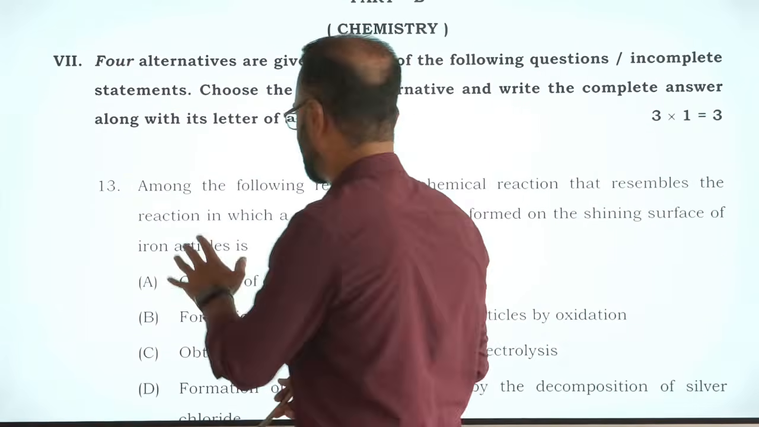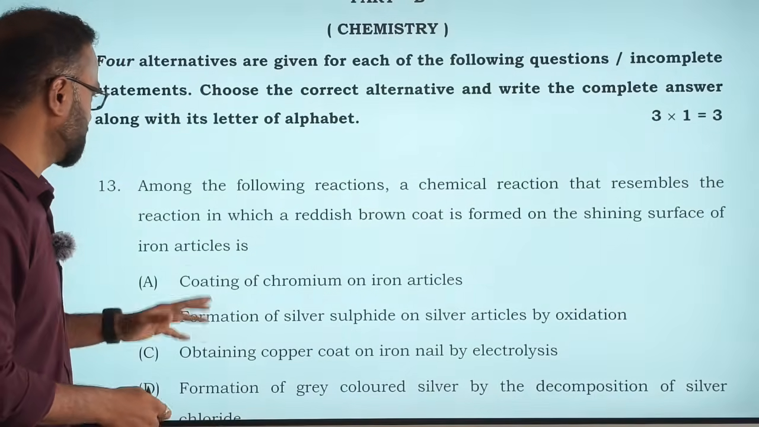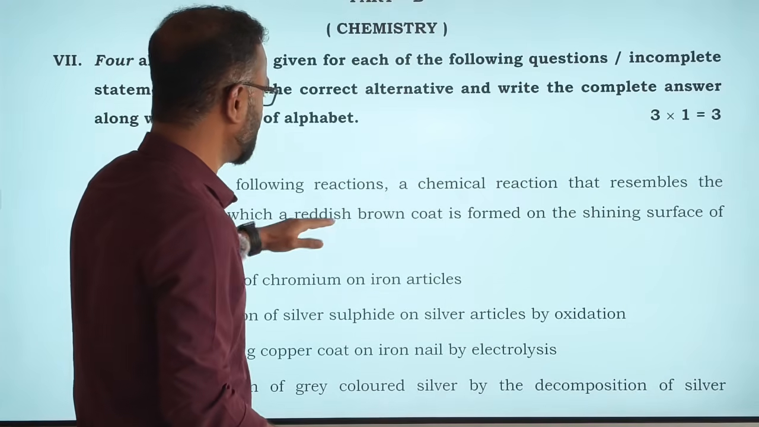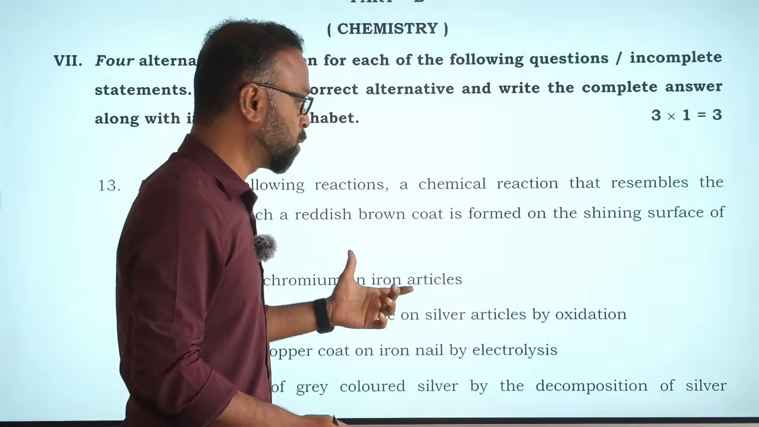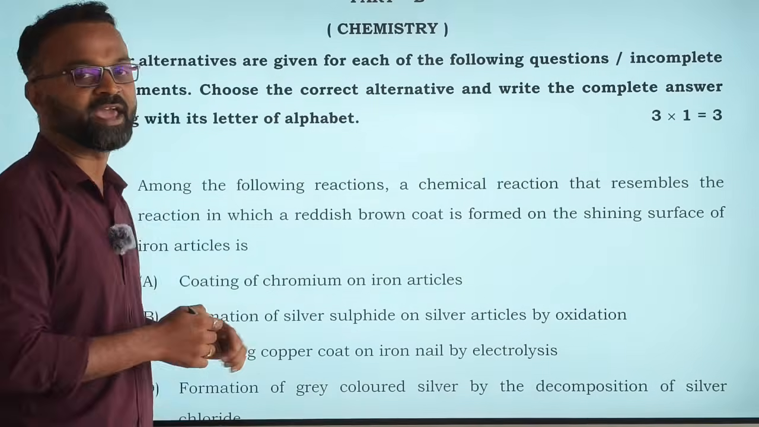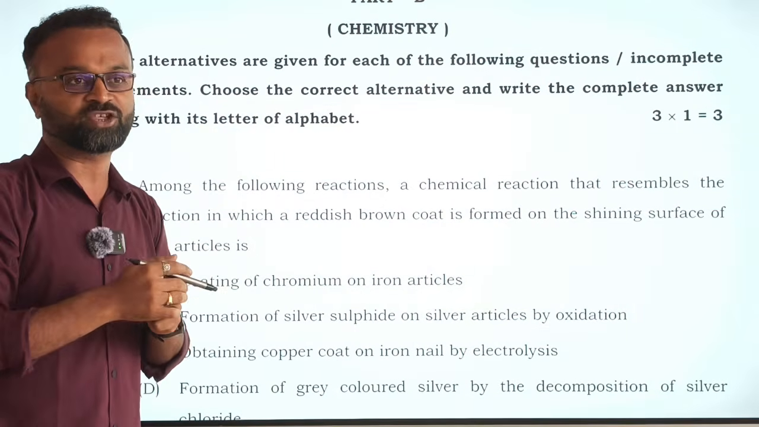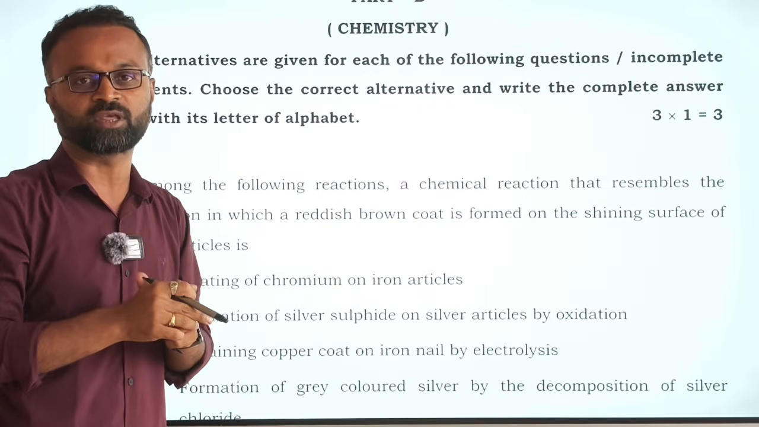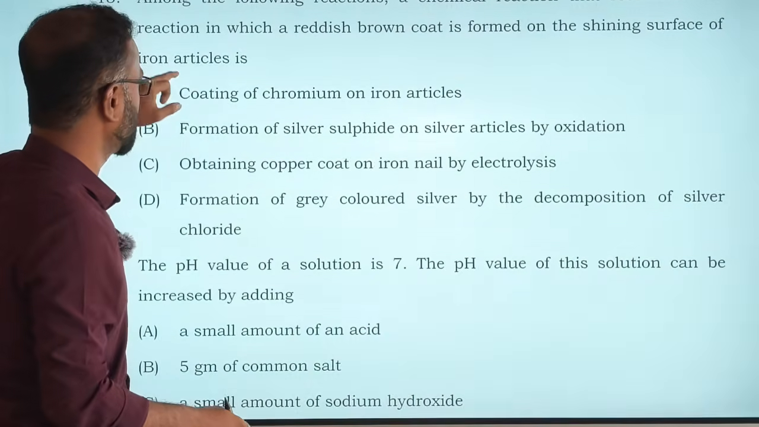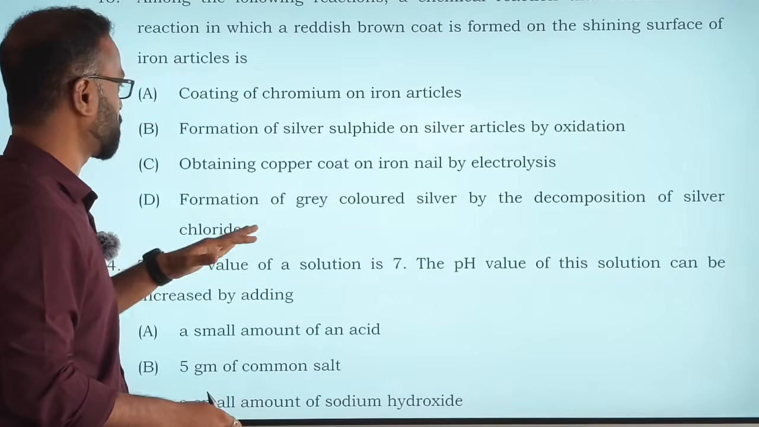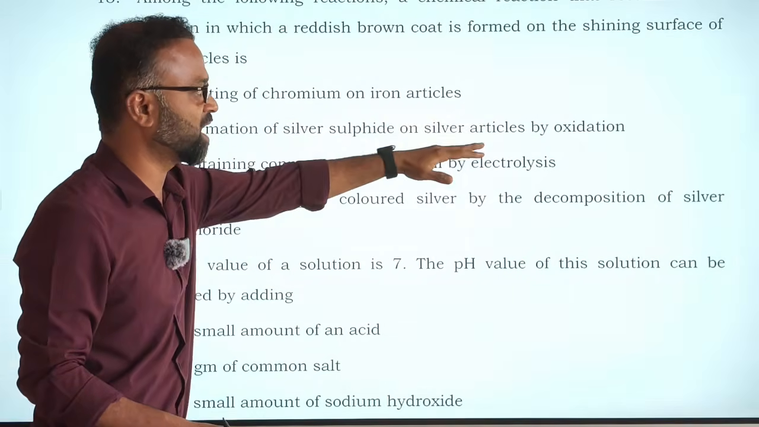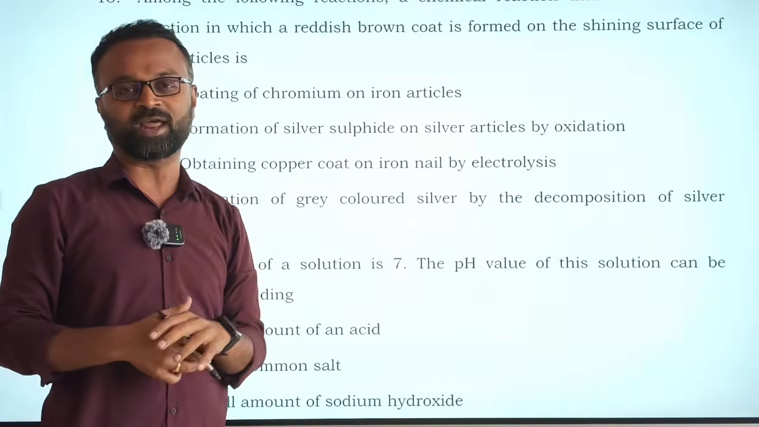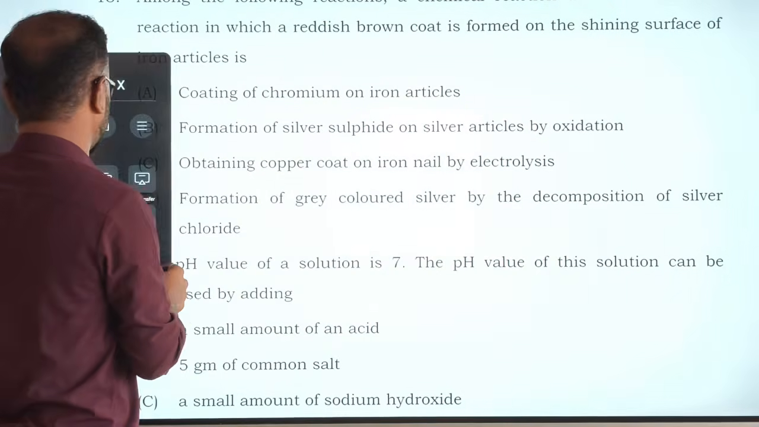Part B chemistry question, that is the 13th question. Among the following, a chemical reaction that resembles the reaction in which a reddish brown coat is formed on the shining surface of the iron articles. This is the reaction between the iron and copper sulfate, where displaced copper will deposit on the iron nail. And see the options here: coating of the chromium on the iron articles, wrong. Formation of silver sulfide on the silver articles by oxidation, it's wrong. Obtaining the copper coat on iron nail by the electrolysis, this is the correct option.